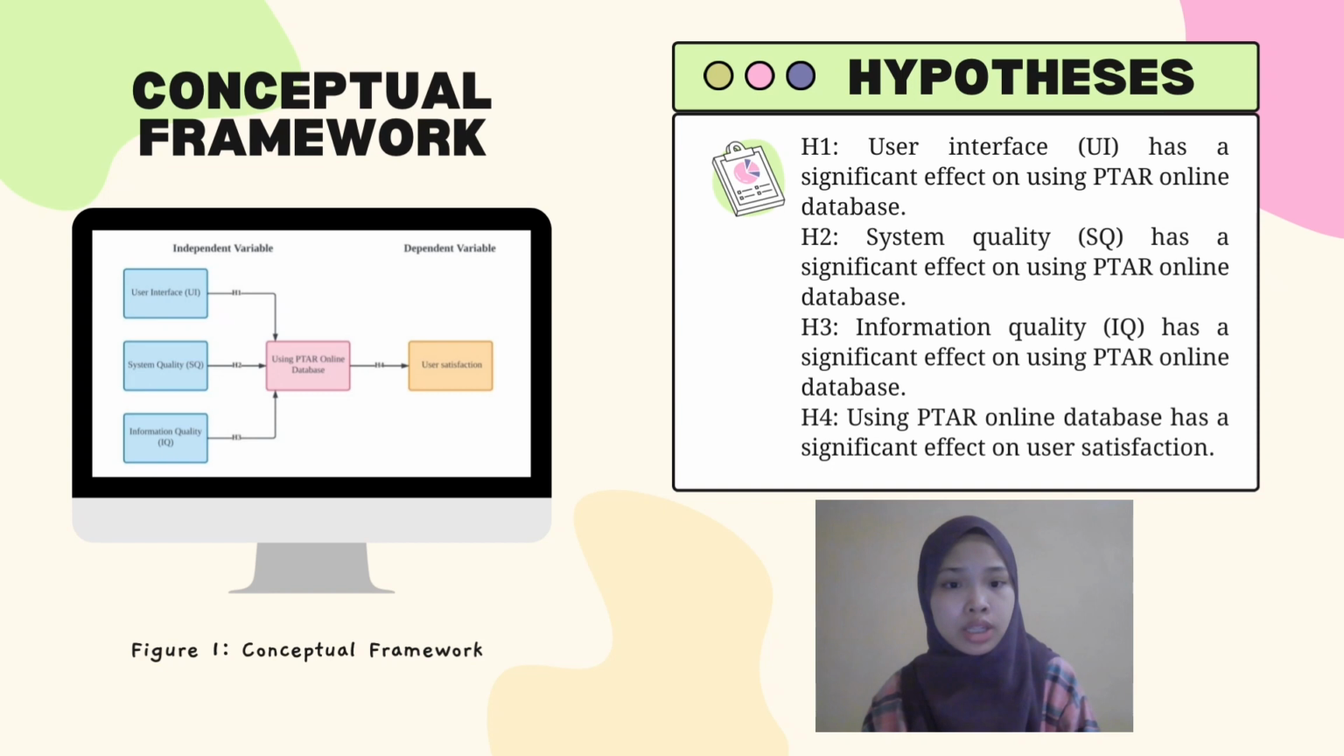According to the previous research findings, there are many perspectives on the relationship between using the Ptar online database variable that influence user satisfaction. Hypothesis one: user interface has a significant effect on using the Ptar online database, followed by system quality has a significant effect on using the Ptar online database. Information quality also has a significant effect on using the Ptar online database, as well as using the Ptar online database has a significant effect on user satisfaction.